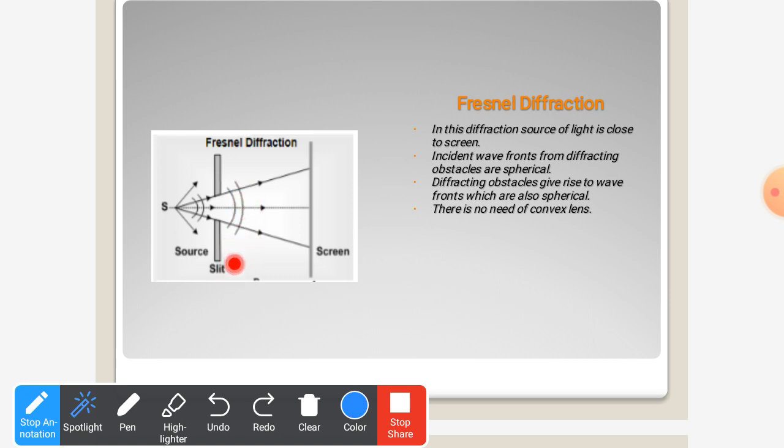Diffracting obstacles give rise to wave fronts which are also spherical. You can see wave fronts after diffracting obstacles are also spherical. There is no need of a convex lens because we are getting the diffraction pattern without a convex lens.